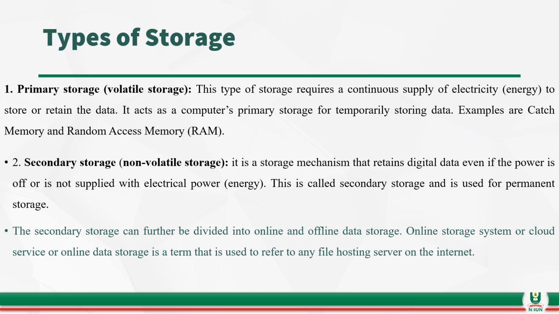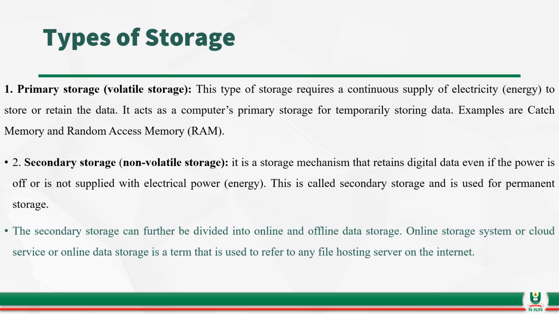There are two types of storage. The first one is called primary storage, and the second one is called secondary storage. Primary storage is also known as volatile storage. This type of storage requires a continuous supply of electricity to store or retain the data. It acts as a computer's primary storage for temporarily storing data.